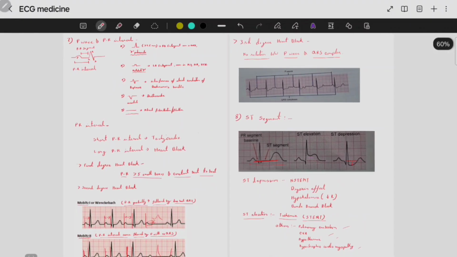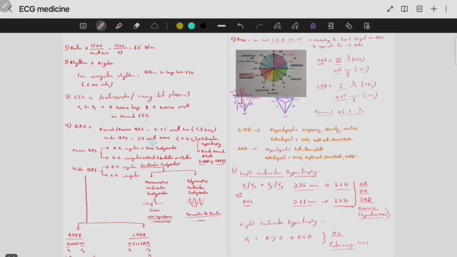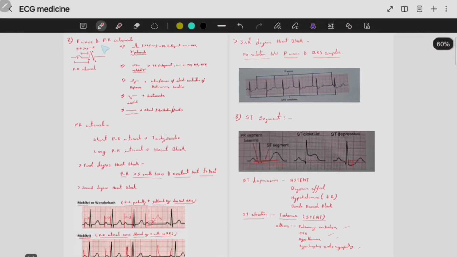Here, the most important things are, one is the QRS complex, then the axis, then P wave and PR interval, and then the ST segment. Okay, these four are the most important.